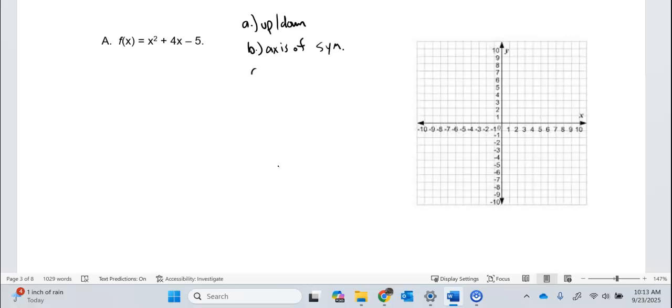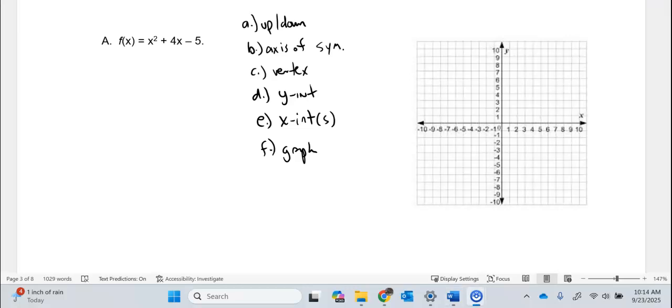Find for me the vertex. Find for me the y-intercept, that's the easy one. And then let's find the x-intercepts, if there are any. And then we'll graph it.